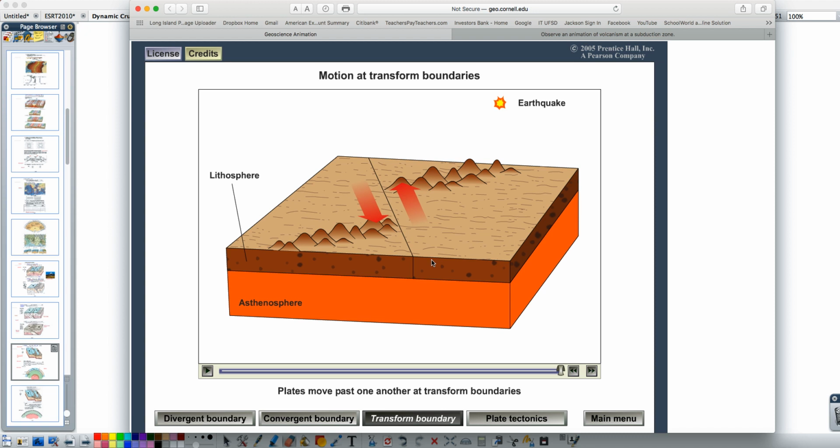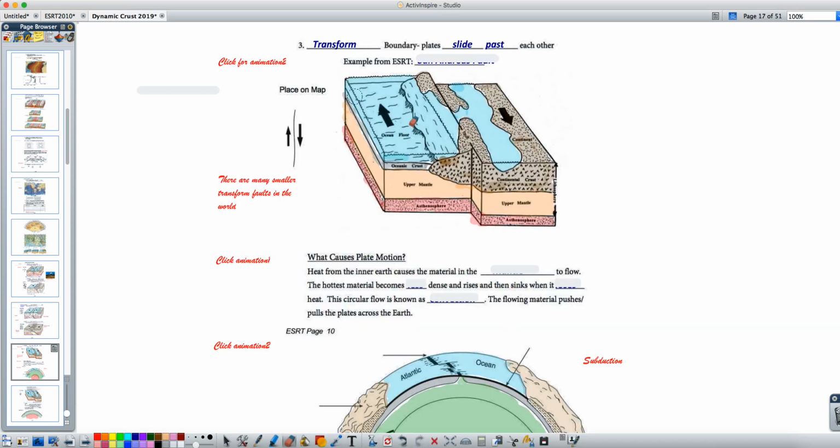Okay, very interesting. This one does produce a lot of earthquakes. Not the most powerful earthquakes, not as powerful as the earthquakes at a convergent boundary, but they can be pretty powerful. All right, this is what you see right there, the two plates moving. So here's what I want you to do. This is the symbol on the map with the arrows going past each other like this.